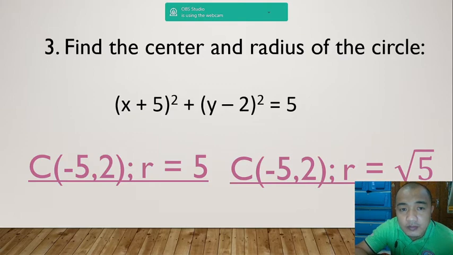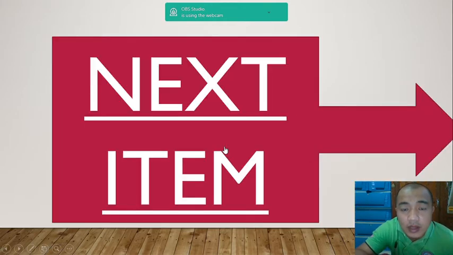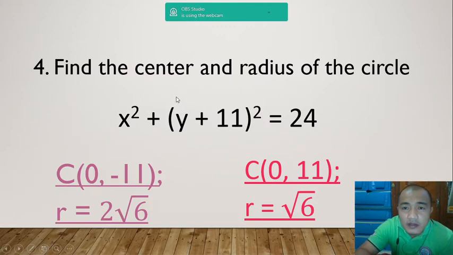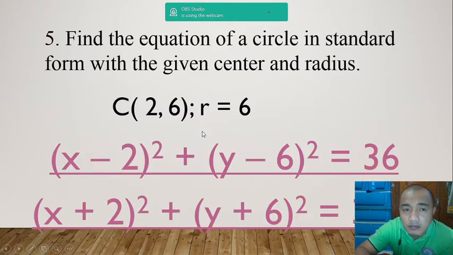Next item. This time, find the center and radius of the circle. From the equation in number 3, the center is at negative 5, 2, right? But the radius is square root of 5. It's not 5, it should be square root of 5. That is the answer. Next item. Find the center and radius of the circle. Of course, h is 0. K is negative 11. So, this should be the answer. 0, negative 11. Square root of 24 is 2 square root of 6. That is the correct answer.